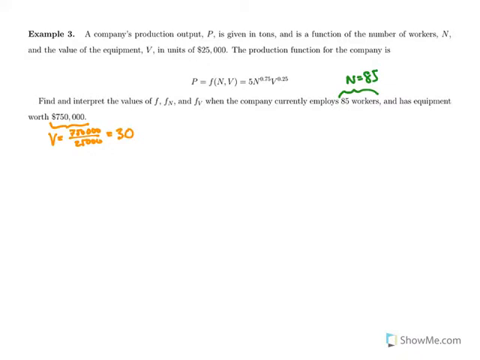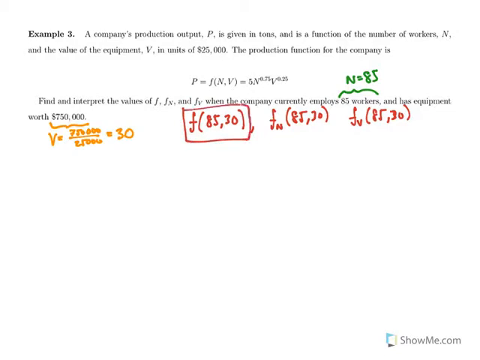So we are trying to find and interpret three things: F of 85, 30, and then F sub N of 85, 30, and F sub V of 85, 30. So let's start with just F of 85, 30, as we already have that here, and we know how to deal with that. So F of 85, 30, we can just plug these values in.